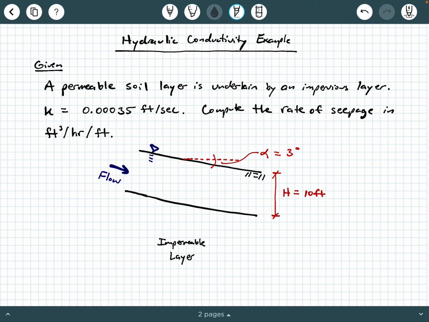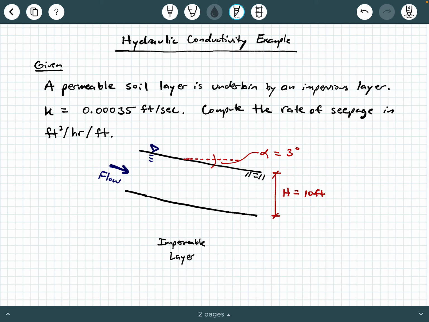We're given a hydraulic conductivity here of 0.00035 feet per second, and we're being asked to compute the rate of seepage in cubic feet per hour per foot. Okay, so if we look at this diagram again, we see that we have flow occurring from a higher elevation down to a lower elevation.